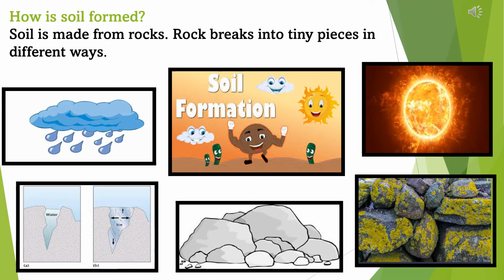How is soil formed? Soil is made from rocks, and rocks break into tiny pieces in different ways. Now let's have a look at the different ways soil is formed. The heat of the sun can make rocks crack, and rainwater fills in the crack. When the rainwater in the cracks freezes, it pushes the pieces of rocks apart. Strong winds, sea waves, and river water can also break rocks. Sometimes plants' roots growing in the cracks of the rock also break the rocks.